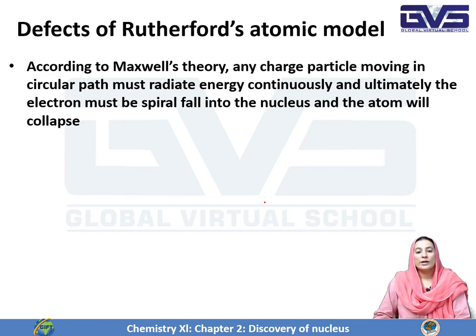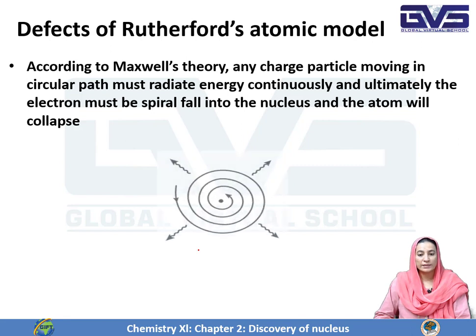Similarly, according to Maxwell's theory, any charged particle moving in a circular path must radiate energy continuously, and ultimately the electron must move in a spiral path, coming closer and closer to the nucleus, and ultimately it should fall into the nucleus. It means the atomic structure collapses like this.